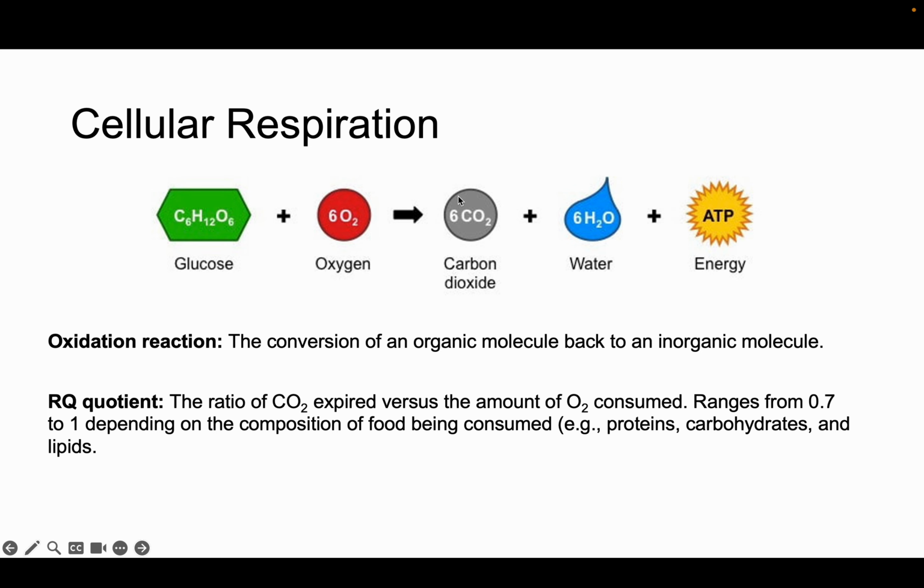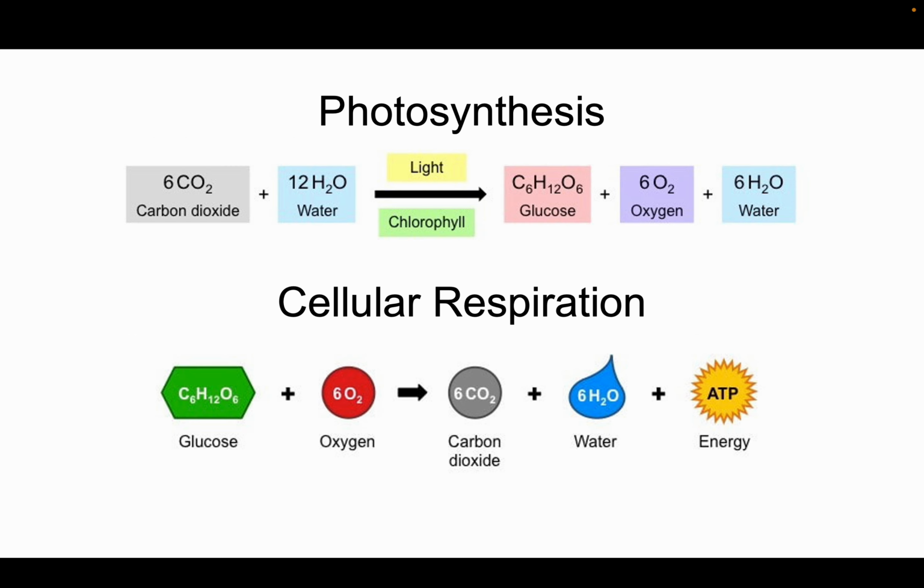Now, this only applies to when we break down glucose. If we break down other molecules such as sucrose, fructose, if we break down proteins, carbohydrates into their simpler molecule, it may not always be a 1-to-1 ratio, but the RQ quotient ranges anywhere between 0.7 to 1, depending on whatever composition of chemicals that we're breaking down.